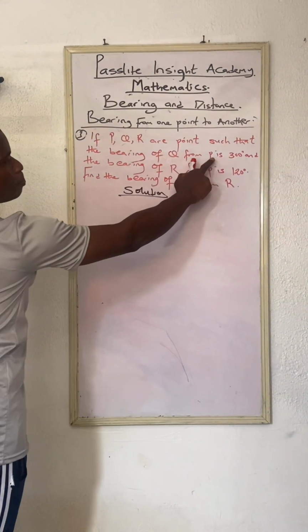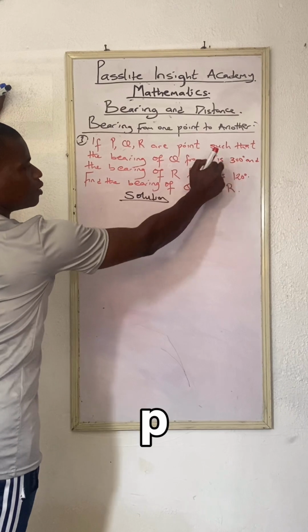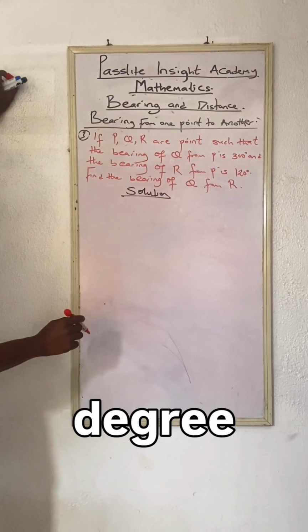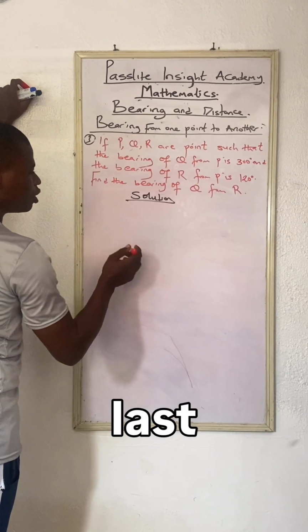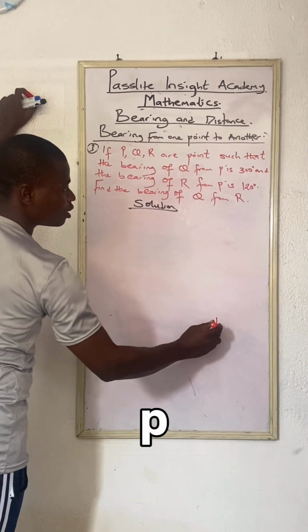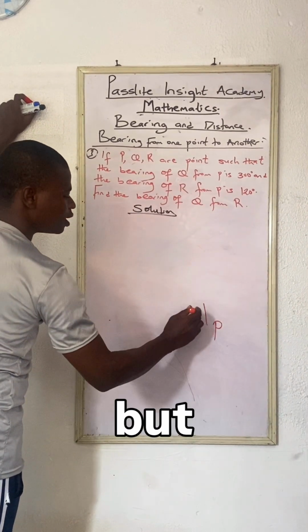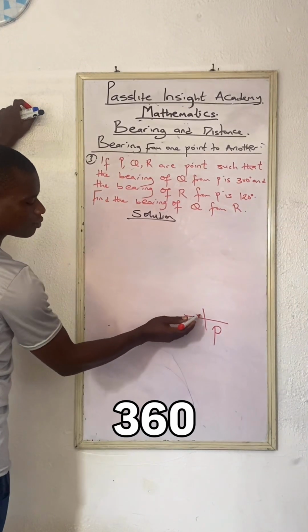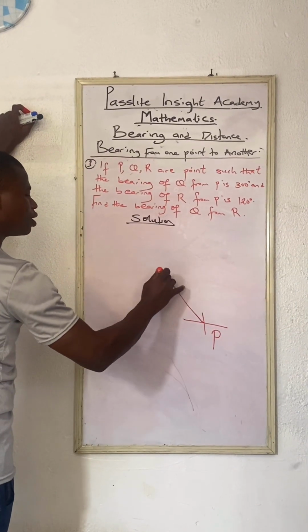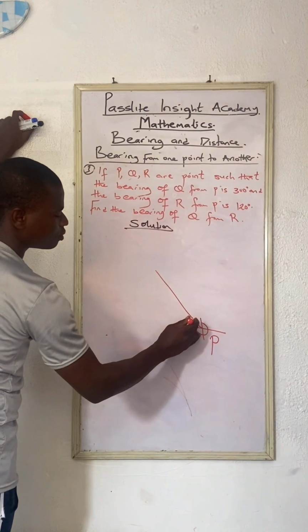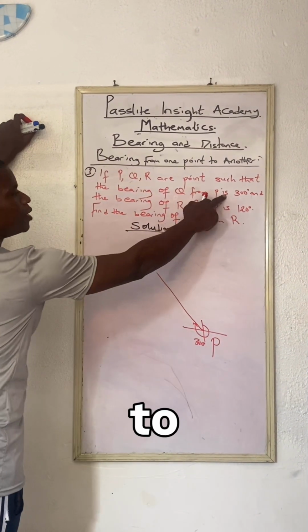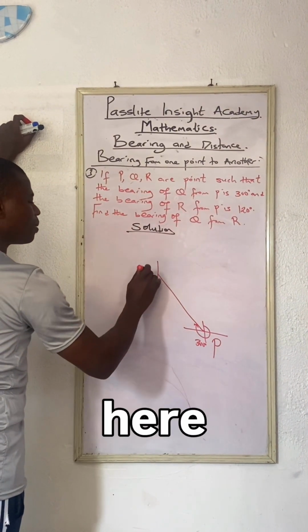So the third question now: if P, Q, R are points such that the bearing of Q from P is 300 degrees, P is the starting point, and 300 degrees will be the last quadrant. So let's say this is P. I can draw the last quadrant, so let me just draw it here. This P is 300 degrees, but that is the last quadrant to 360. So from this to this point is 300 degrees. From P to Q, there's another point here.